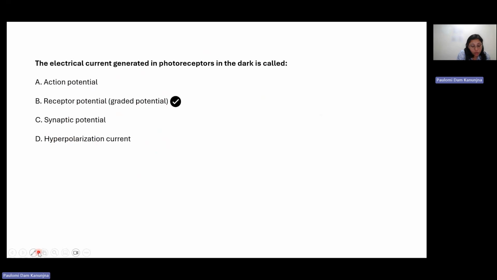As we know, in the dark, the photoreceptors are depolarized and there is continuous release of neurotransmitter. So this change in the membrane potential here is called receptor potential. And this is when the cell is depolarized. When the cell gets hyperpolarized, this reduces, and at that time your ganglion cells generate action potential, which goes to the brain. So action potential comes later. The first current, which is the dark current here, is called the receptor potential, right?